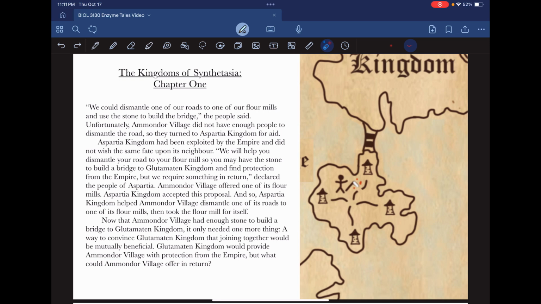But we require something in return, declared the people of Aspartia. Amondor Village offered one of its flour mills. Aspartia Kingdom accepted this proposal, and so Aspartia Kingdom helped Amondor Village dismantle one of its roads to one of its flour mills, then took the flour mill for itself.